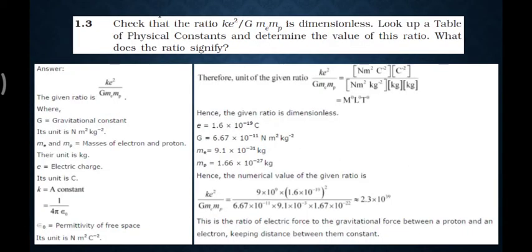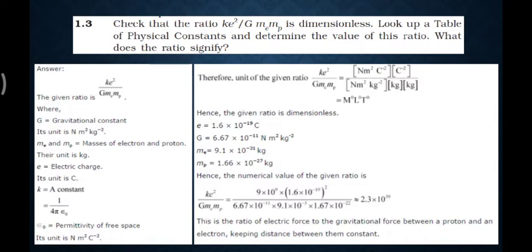1.3. Check that the ratio K E square upon G M E M P is dimensionless. They are asking to check whether this ratio is going to be dimensionless. And why are they asking? Because K and G are constants, E is nothing but the charge squared, and Me and Mp are the mass of the electron and proton. So whether these have dimensions or not, look up the table where their constants are given in the values, and what is the significance of the ratio?